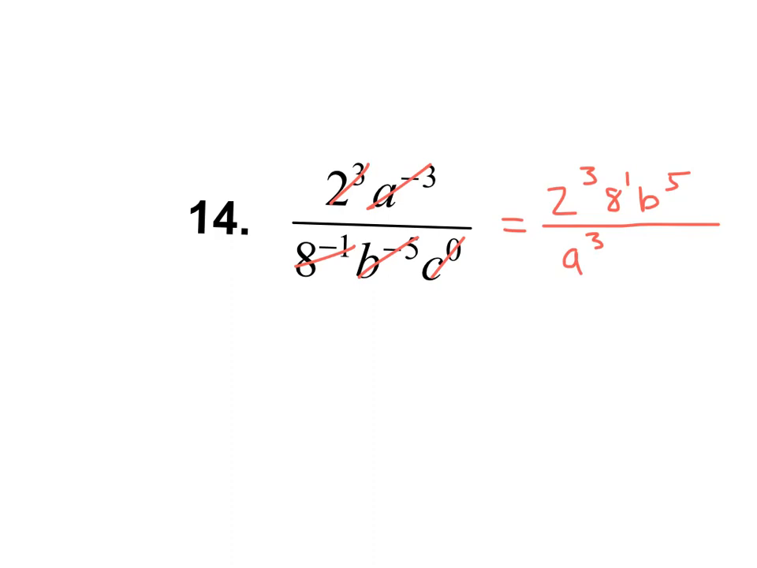So now I just need to simplify, right? This 2 to the third power, that's 2 times 2 times 2, that's 8, right? So now on top I see 8 times 8. I want to go ahead and simplify that. So that's going to be 64 on top. I have a b to the fifth on top with no b's on bottom, so that's done. And I have an a to the third on bottom with no a's on top, so that's done. So that's my final answer there.